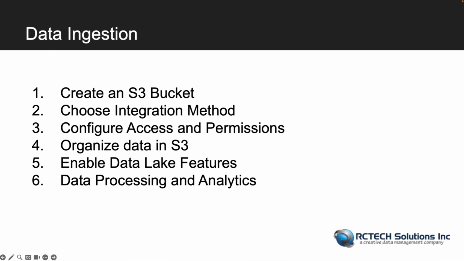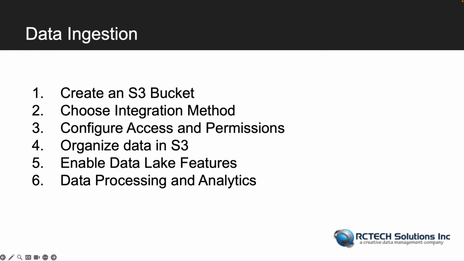If you have continuous data streams, you can use services like Amazon Kinesis Data Firehose or Amazon Kinesis Data Streams to ingest and process data in real time. These services are designed for high throughput, low latency data ingestion scenarios. Direct ingestion.